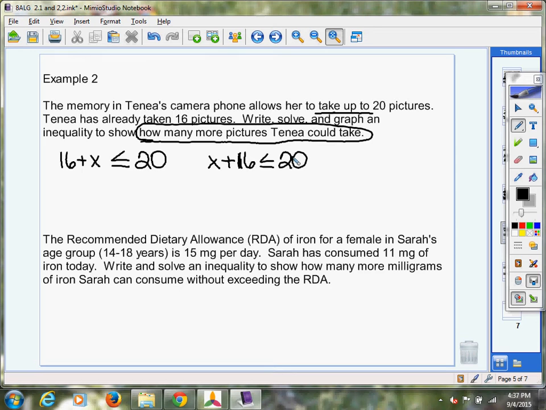So we need to get X by itself. So 16 is positive and it's being added to the X. So how do you undo a positive number being added to X? You're right, you're going to subtract it. We're going to subtract it from each side. Excellent. So now we have X is less than or equal to 4. So she could do 4 pictures, 3 more pictures, 2 more pictures, 1 picture, or no pictures at all. But she can't do more than 4 because she's limited for whatever reason. Okay, so this is the inequality we're looking for. We wrote it, we solved it, now we're ready to graph it.